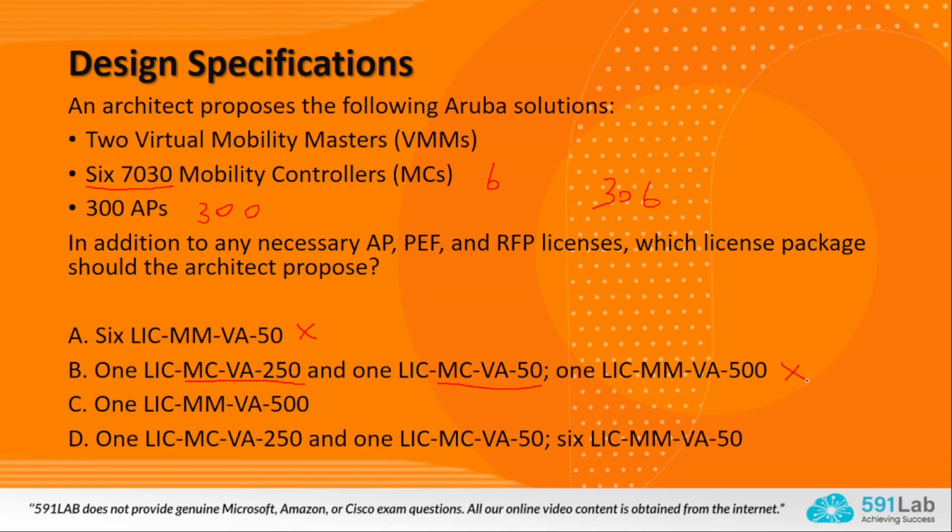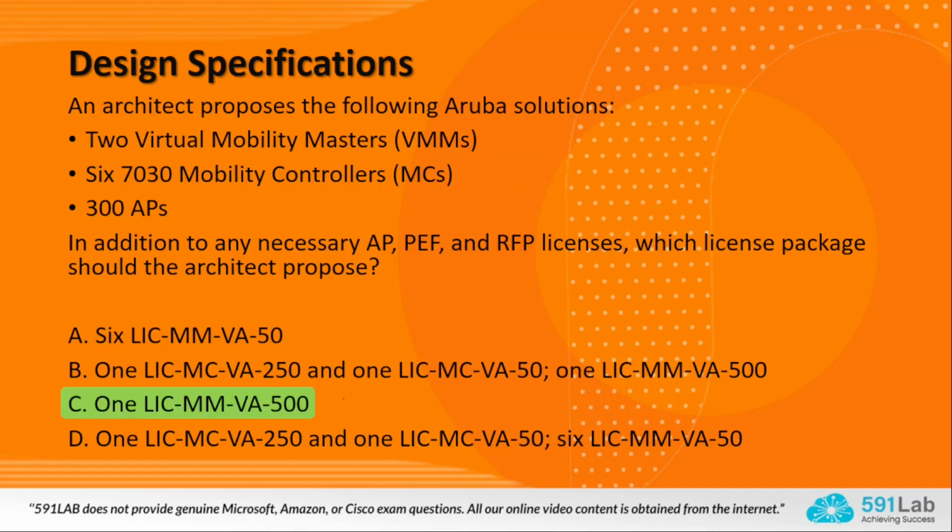Option C, 1 LIC MMVA 500. This supports up to 500 managed devices. This is for Mobility Master. This license supports up to 500 devices. So this looks correct. Let's check the last one. 1 LIC MCVA 250 and 1 LIC MCVA 50. Okay, see here you can see mobility controller virtual appliance. So this is wrong because there are no virtual mobility controllers involved in this design. So the correct answer is option C.